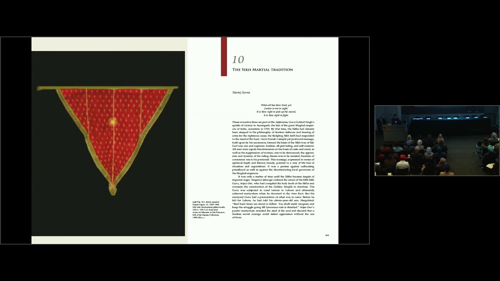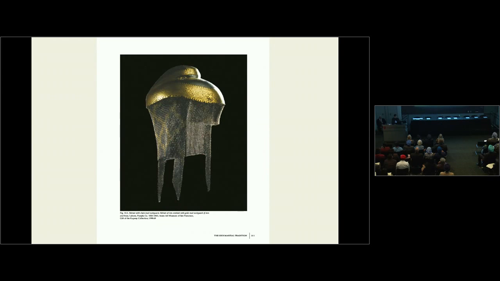This chapter is followed by the Sikh martial tradition by Navtej Sarna, who argues that a pacific faith developed a militant nature in response to years of political and religious persecution. He describes how the military accomplishments of Guru Har Gobind and the martyrdom of Guru Tegh Bahadur inspired Guru Gobind Singh to establish the Khalsa and change Sikhism forever.